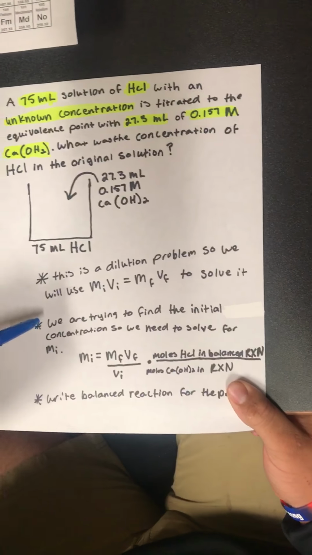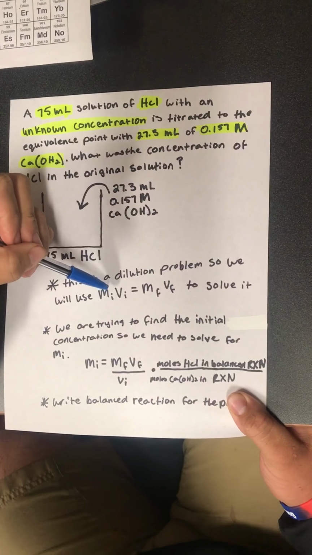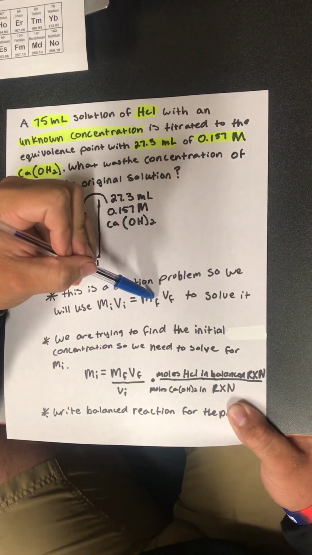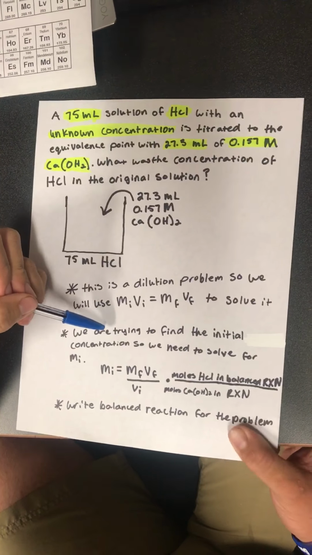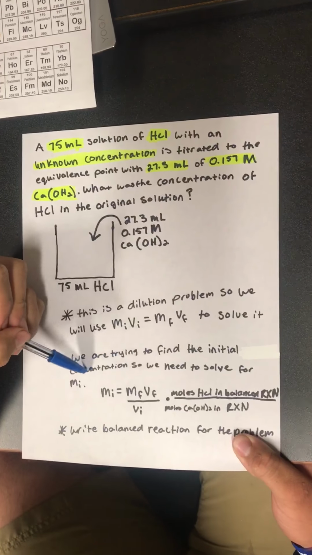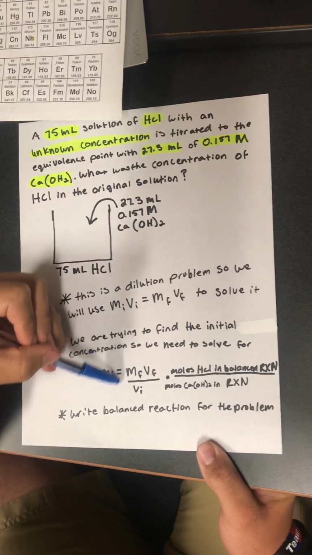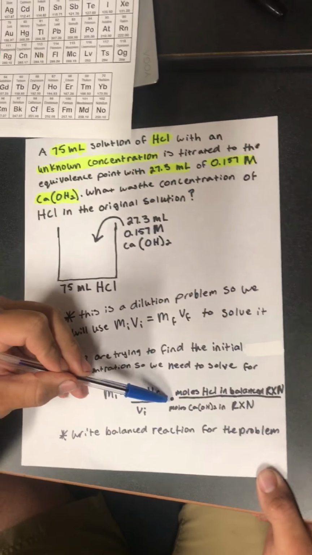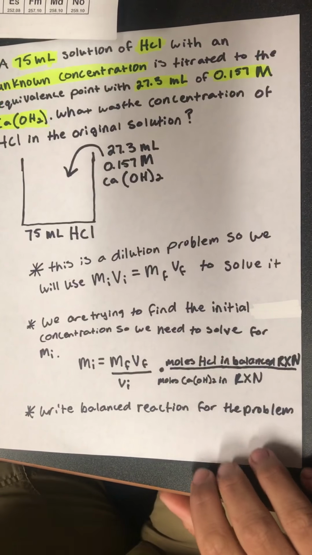This is a dilution problem, so we will use the initial concentration times initial volume equals the final concentration times the final volume to solve it. We are trying to find the initial concentration, so we need to solve for Mi. We do that by rearranging the equation, as you see here, and multiplying it by the stoichiometry from the balanced reaction. In order to do that, we need to write the balanced reaction for the problem.